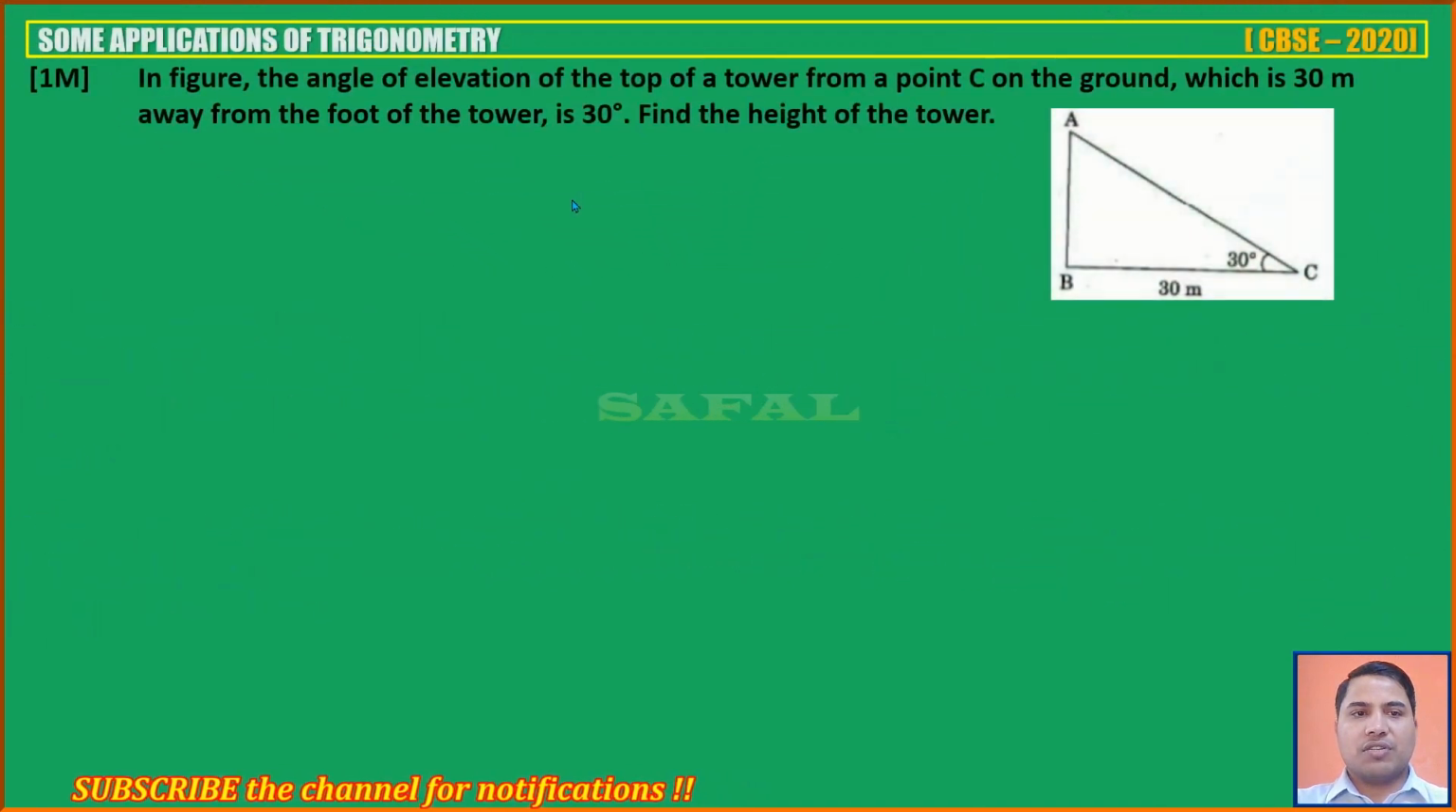So the first question we have with us is: in the figure, the angle of elevation of the top of the tower from a point C on the ground, which is 30 meter away from the foot of the tower, is 30 degree. So find the height of the tower. That means basically they are interested in finding what? AB. So AB is what? Question mark.